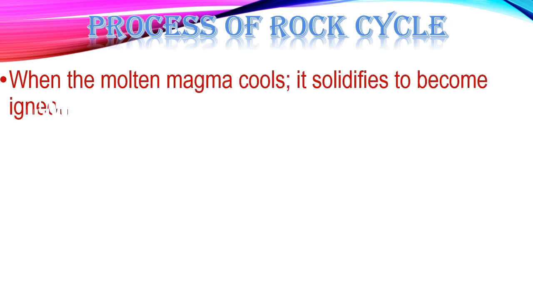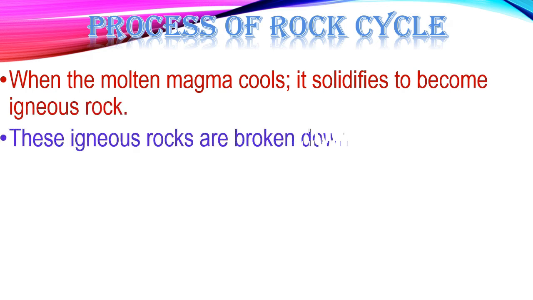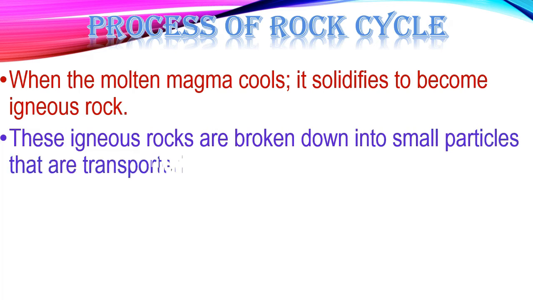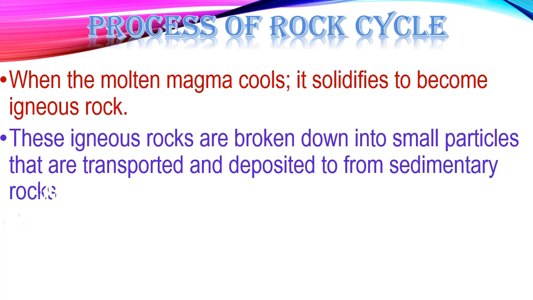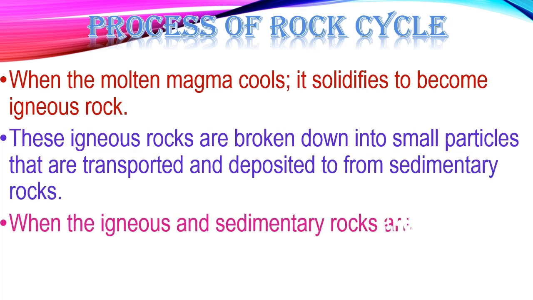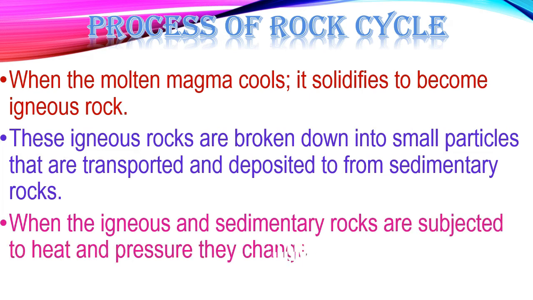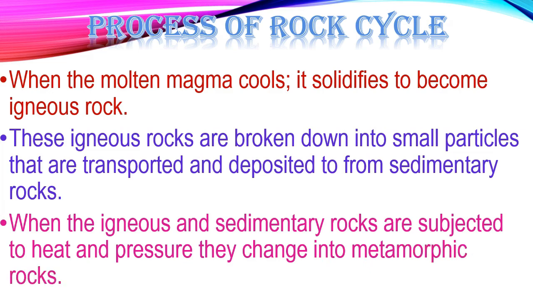Here are important points of the process of the rock cycle. When the molten magma cools, it solidifies to become igneous rocks. These igneous rocks are broken down into small particles that are transported and deposited to form sedimentary rocks. When the igneous and sedimentary rocks are subjected to heat and pressure, they change into metamorphic rocks.